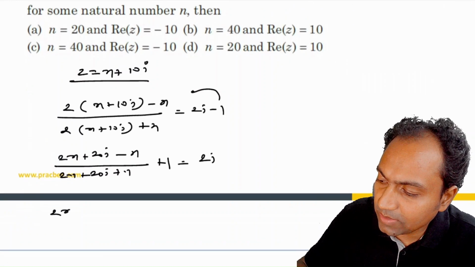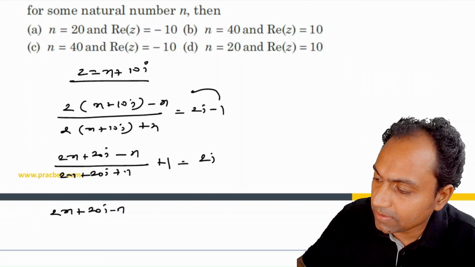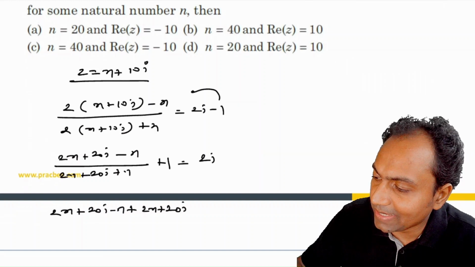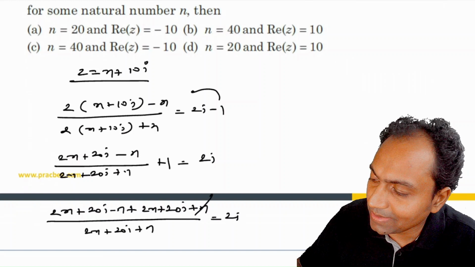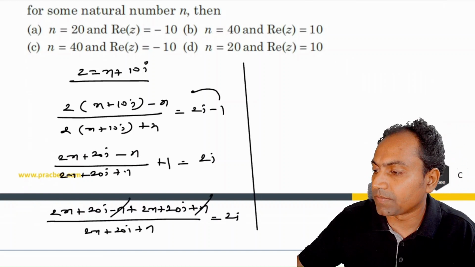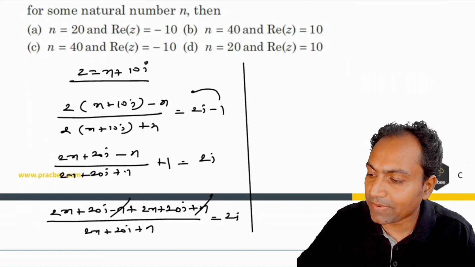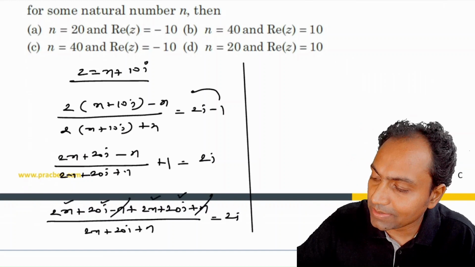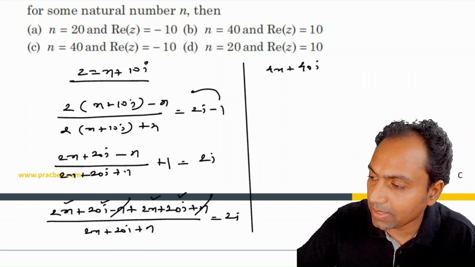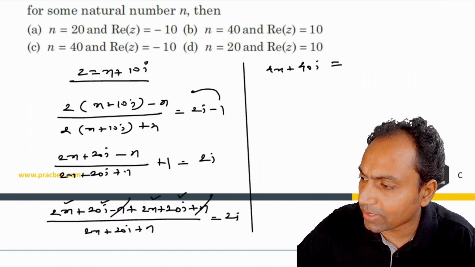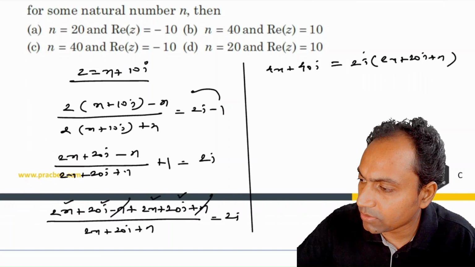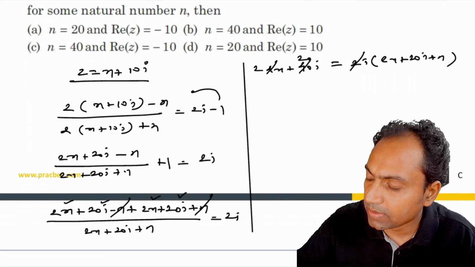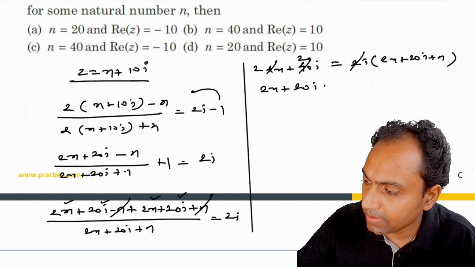Now if I take LCM here, it is (2x plus 20i minus n plus 2x plus 20i plus n) divided by (2x plus 20i plus n) is equal to 2i. You can see that the n gets cancelled out. Once you have done that, we can move further. If I add the numerator up, what I am getting is 4x plus 40i. If I multiply the denominator on the right hand side, it is 2i into (2x plus 20i plus n). The 2 we can cancel on both the sides.